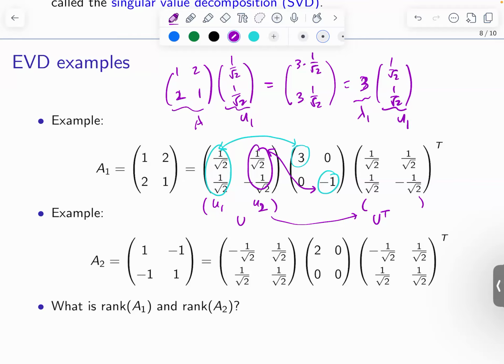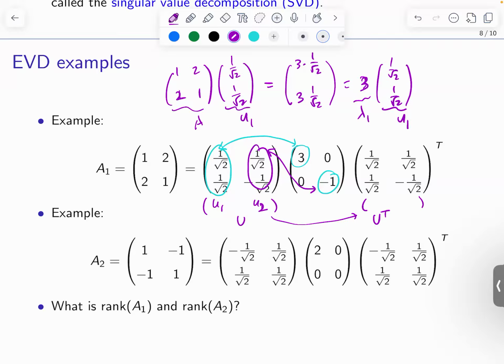And then you can also verify that if I multiply U by U transpose, it's going to be identity. So you can see that the norm of the first column is 1, the norm of the second column is 1, and the inner product of the 2 is 0. Just do the multiplication.